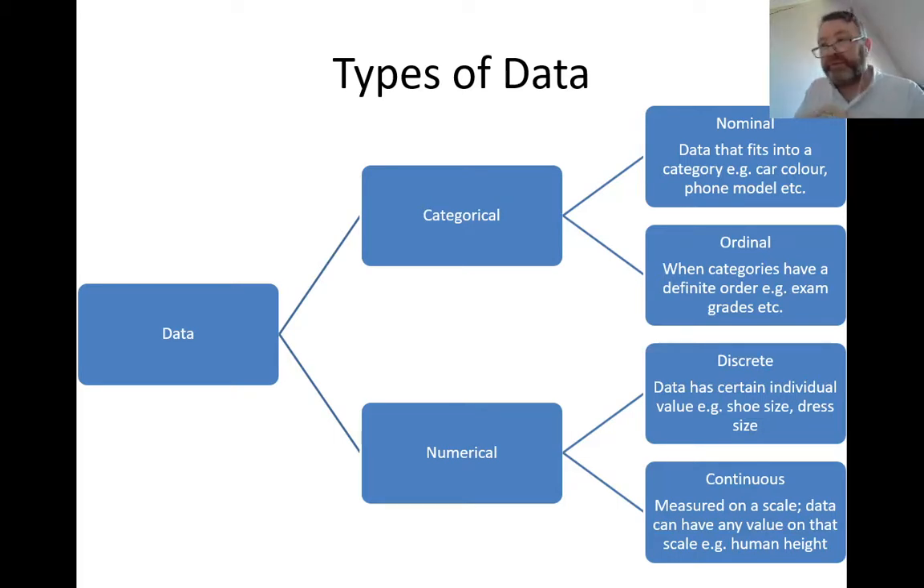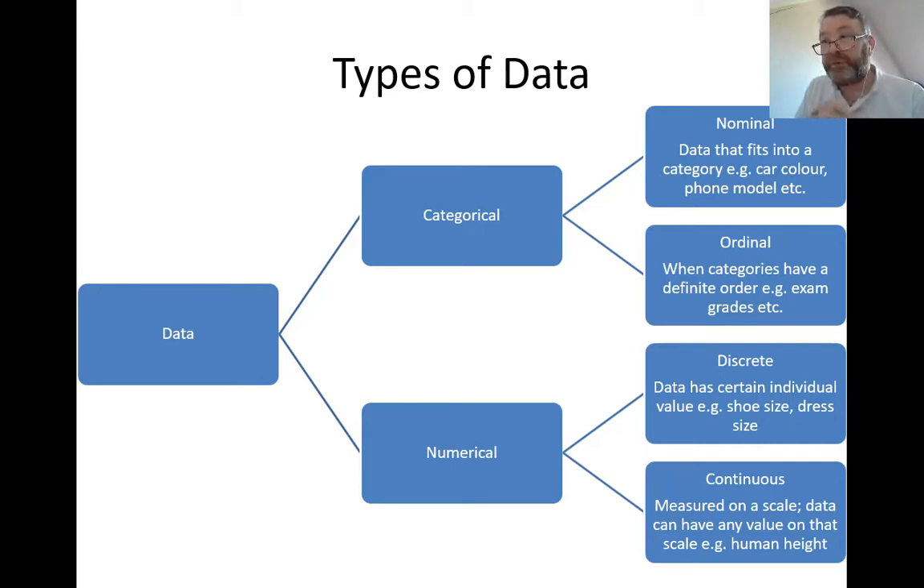On the other hand, if you were to say to somebody, how many people in the house? 5. How many people in the house? 7. How many people in the house? 2. If you were to go around and ask somebody a question that gives back numerical data, where they answer you with a number, well then, as you can see from this box here, that's what we call numerical data.